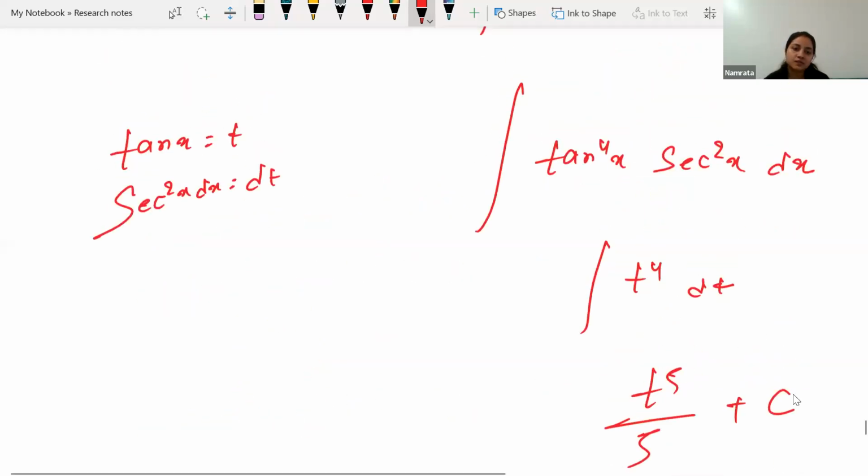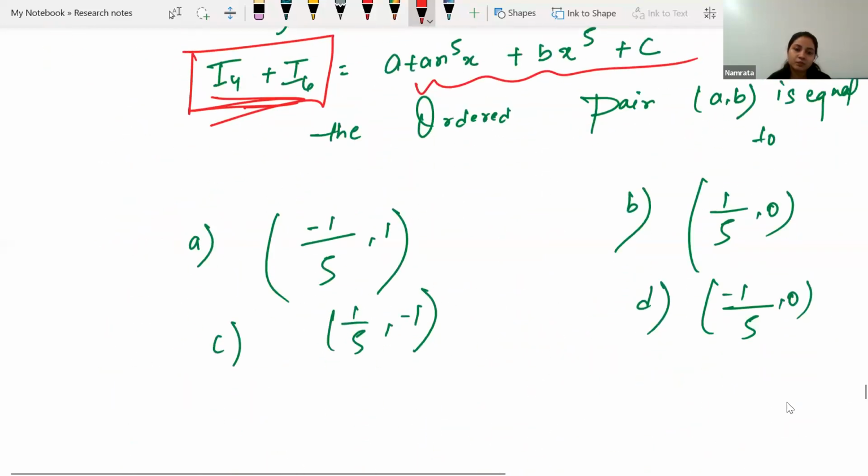Let's see the options. B is 1, B is 0. Okay, so B can be 0 also. So if we are not having B, maybe B is 0 only, and we have to check the correct option. A we are getting 1 by 5. We don't have any B. We can say B is 0. So okay, this option is the correct option. That's why one eye we will keep on solving the question, and another eye will be on the options, and we will end up getting the correct option.